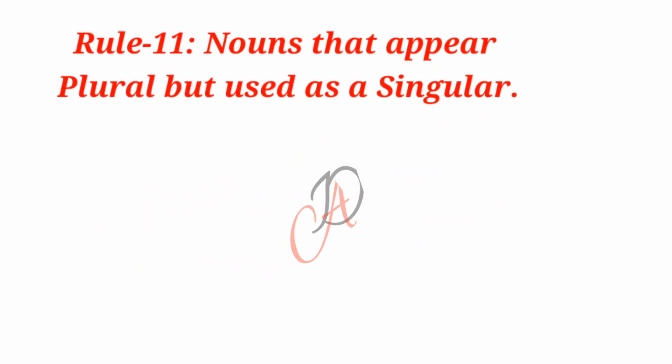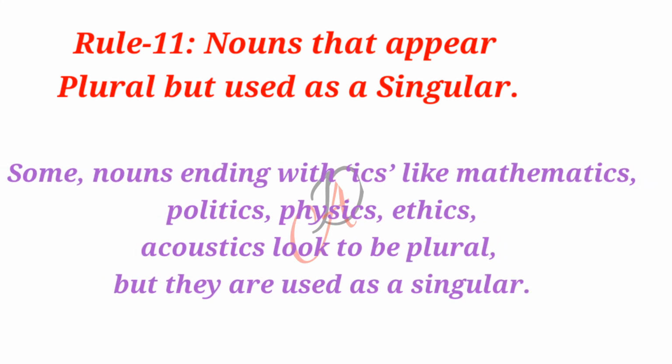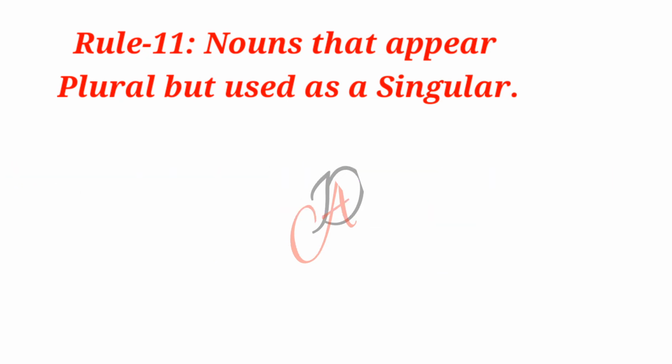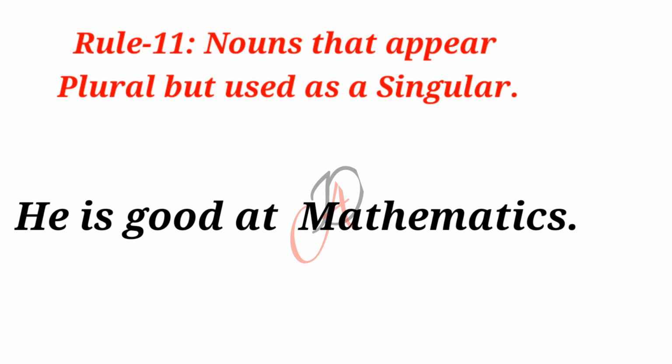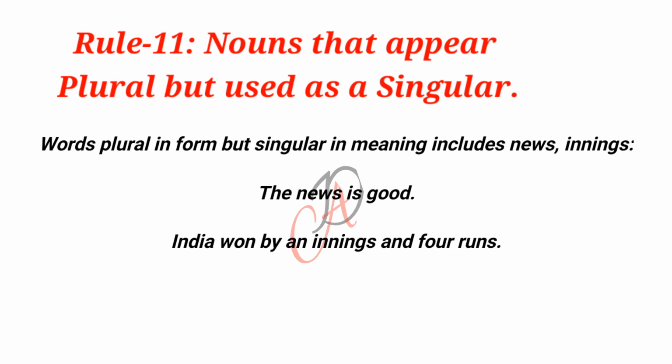Nouns that appear plural but used as a singular. Some nouns ending with ICS like mathematics, politics, physics, ethics look to be plural but they are always used as a singular. Example: he is good at mathematics. And there are some nouns which are used in plural in form but singular in meaning, like news, innings. The news is good. India won by an innings and 4 runs.